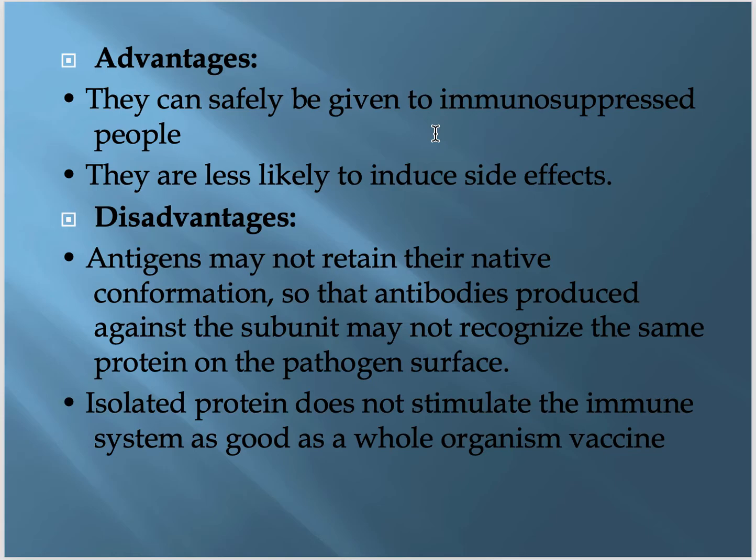And the disadvantages of subunit vaccines are that antigens may not retain their native conformation, so the antibodies produced against the subunit may not recognize the same protein on the pathogen surface. Okay, which means sometimes the subunit vaccine candidates induce antibodies, but those antibodies may not work on the real microorganisms. Okay, and an isolated protein does not stimulate the immune system as well as a whole organism vaccine.